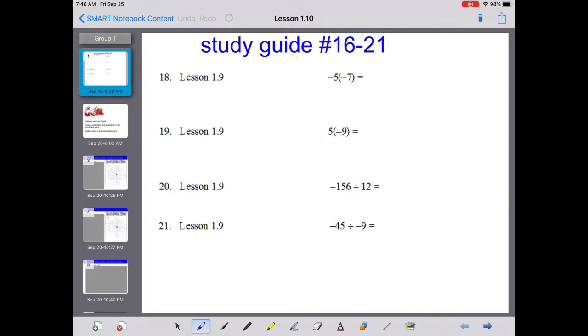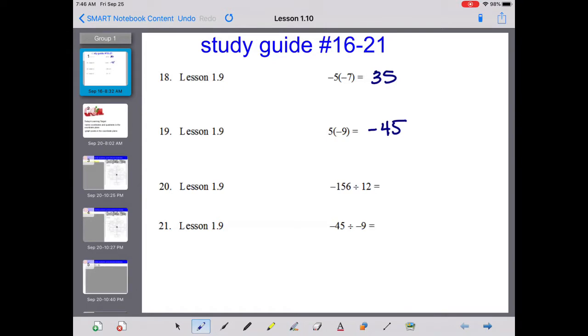All right, the first study guide question is -5 times -7. And in yesterday's lesson, we learned that if the signs are the same when you're multiplying, your answer is always positive. A negative times a negative is a positive. The next one, 5 times -9, is a -45. When the signs are different, your answer is negative, because that's like 5 groups of -9. And if I'm repeatedly adding -9, I go further negative.